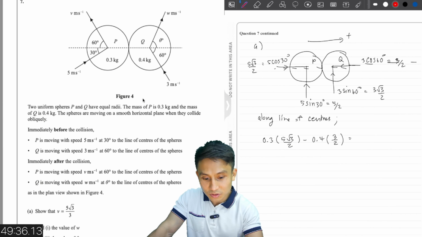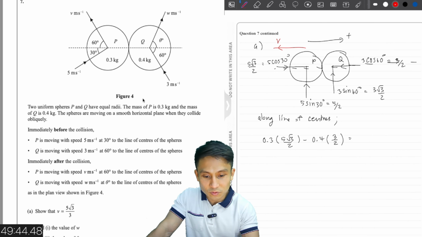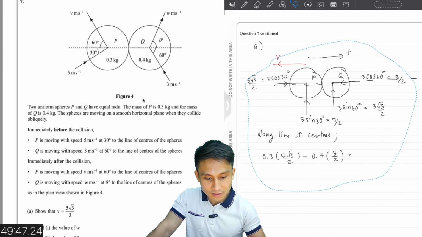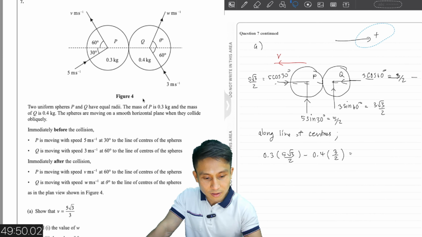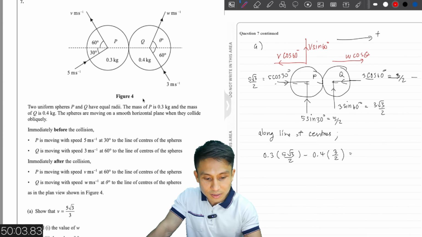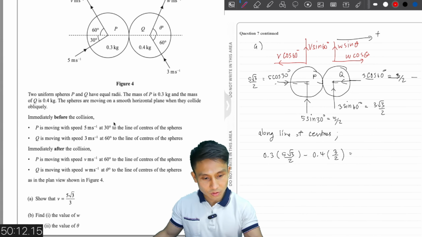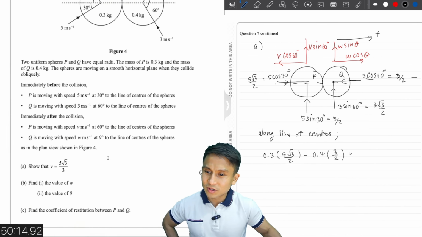okay, so after the collision, yeah, we're just going to do, yeah, so after the collision, it will just go like that, V. So I'm just going to use red pen here to denote after the collision, right? So V, this is V cos 60. This is V sine 60, right? And this will be W cos theta, and this will be W sine theta. Okay? All right.